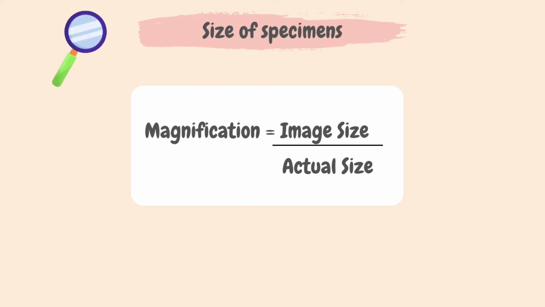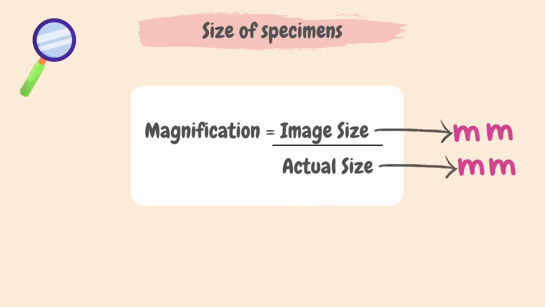So magnification is equal to the image size divided by its actual size. Actual size and image size must be in millimeters. If it has been given in any other unit, we must convert it to millimeters.